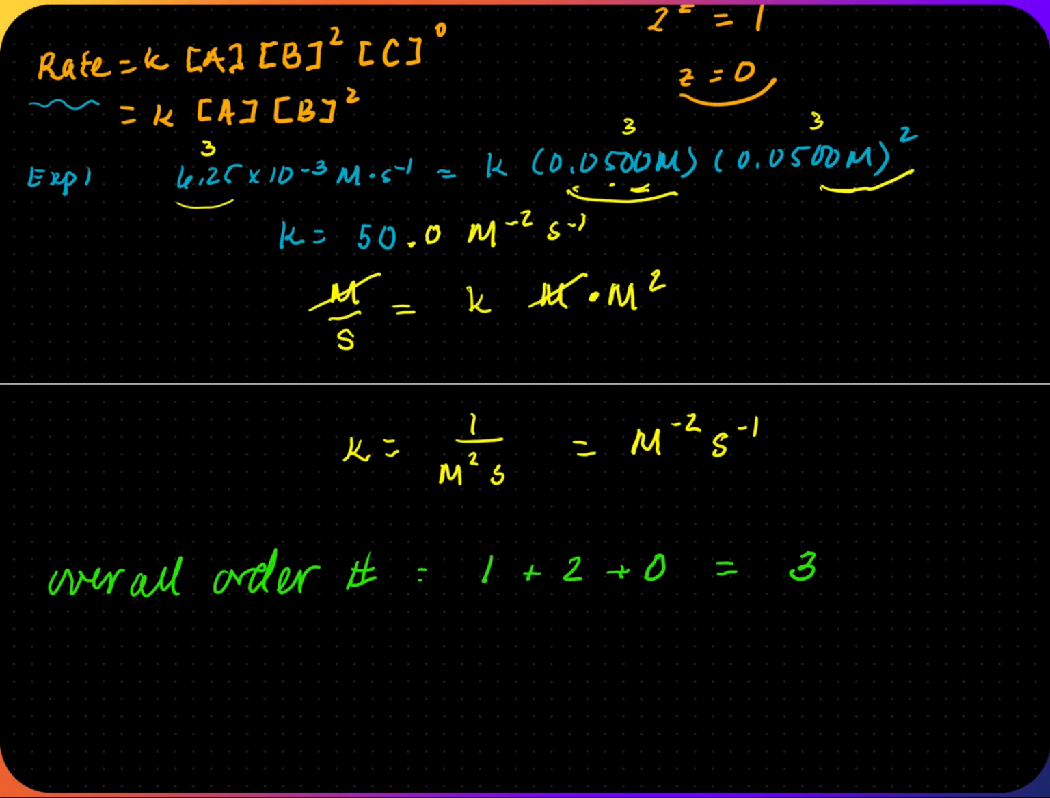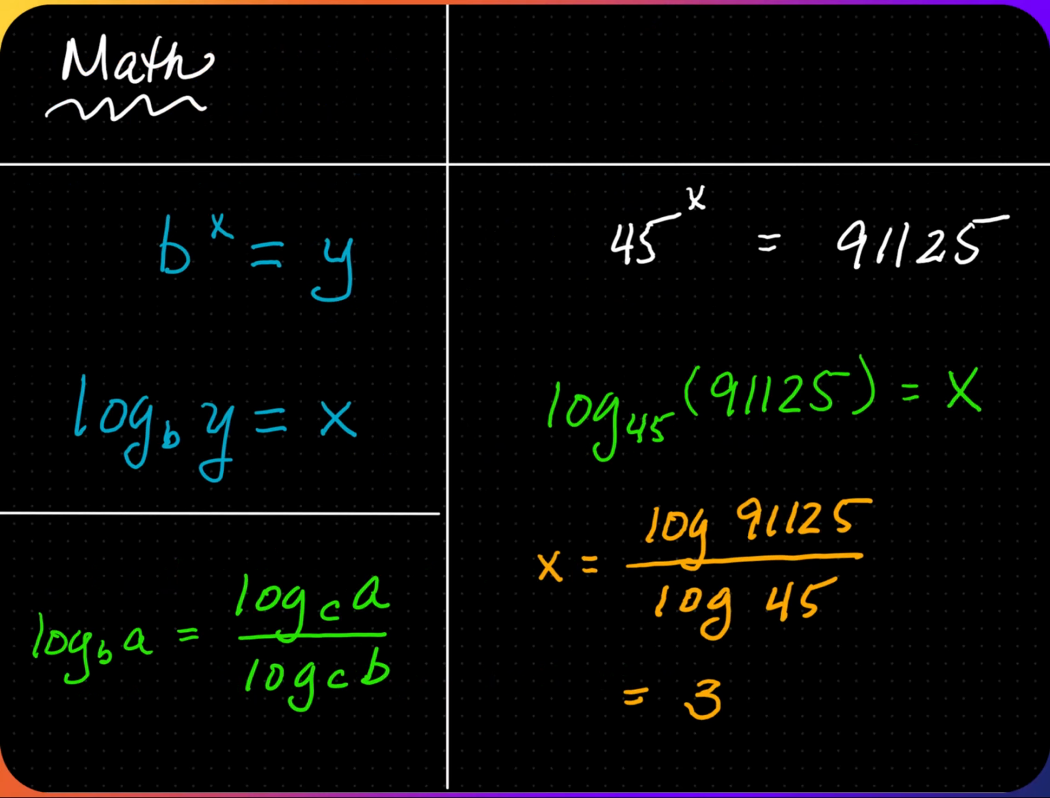We write our equation as rate is equal to 50.0 molar to the negative second, seconds to the negative first, A in brackets to the first power, B in brackets to the second power, because that's the second order. Sometimes when you calculate for rate laws, the numbers are not whole numbers. You will sometimes get a decimal number. When that happens, you need to apply the log rules.